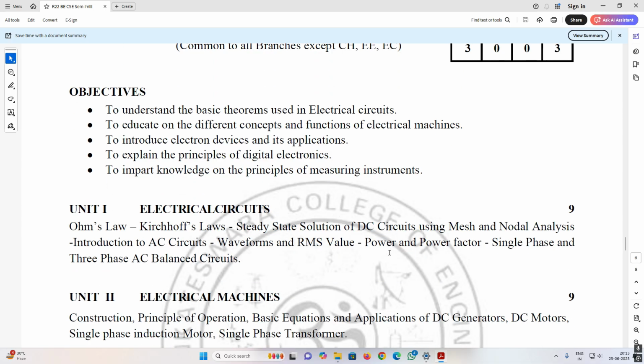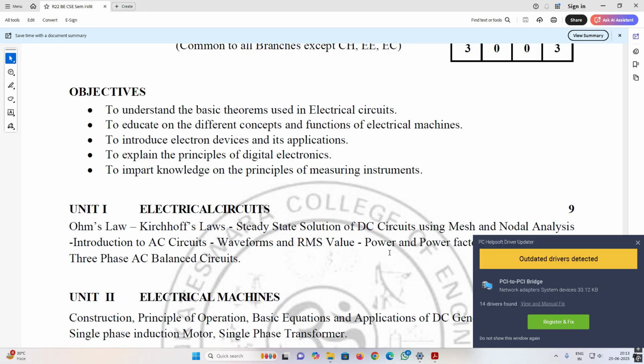So unit 1 discusses electrical circuits or electric circuits. So the various concepts surrounding electric circuits, basic concepts. We are not going to study in detail. Suppose you want to study in detail about electric circuits, we have a separate course called circuit theory. A separate playlist is available in this channel.